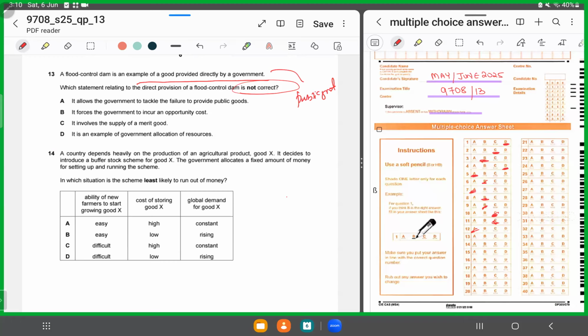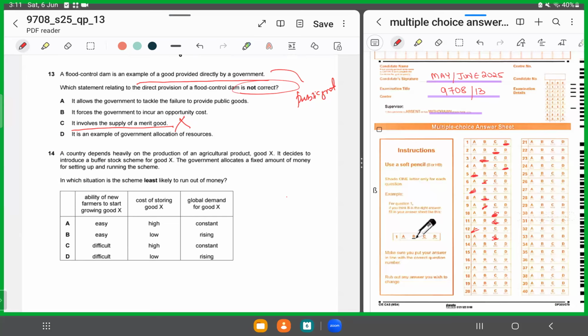right? Now, if we read the options, C says it involves the supply of a merit good. No, it's not a merit good, it's a public good. So yes, the answer is C, because it's incorrect. A says it allows the government to tackle failure. Yes, it allows. B says it forces the government to incur an opportunity cost. Yes, once the government decides to produce dams, it must forego the provision of other goods and services.